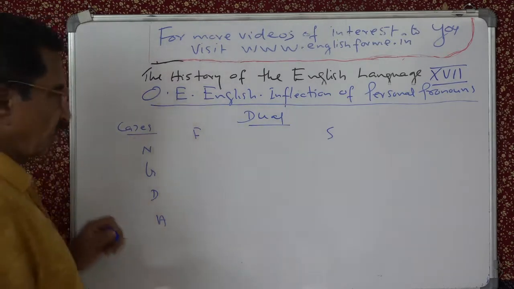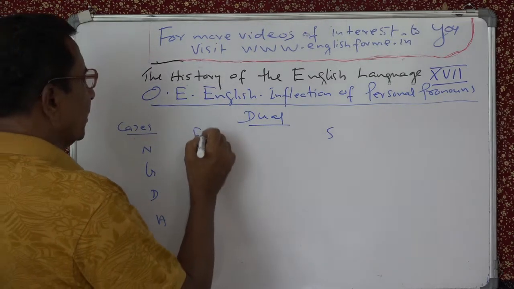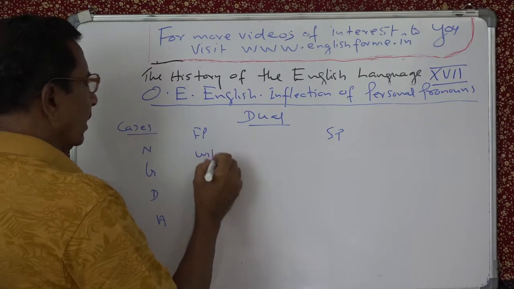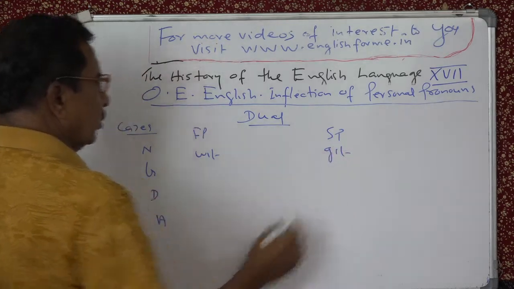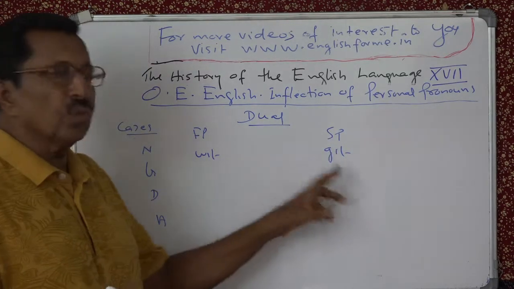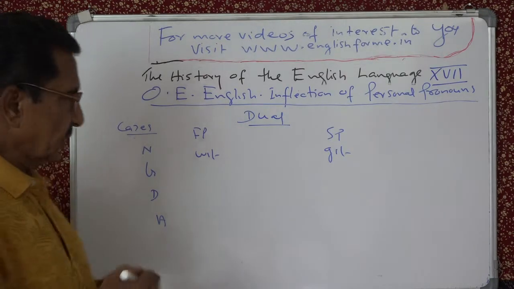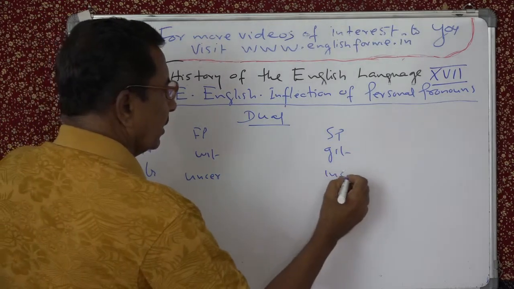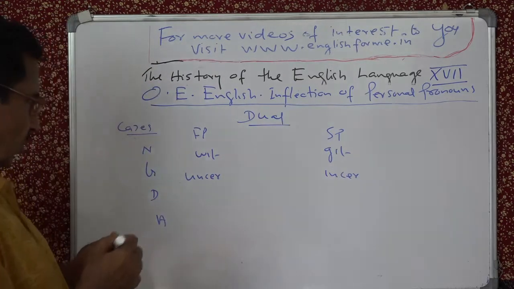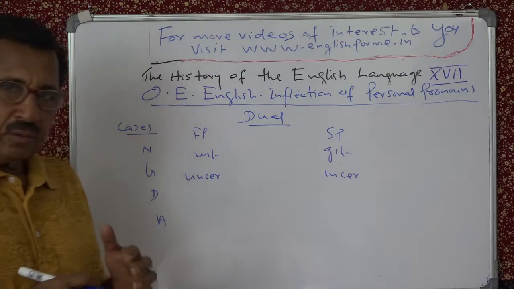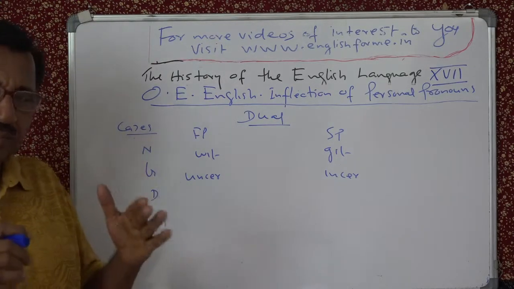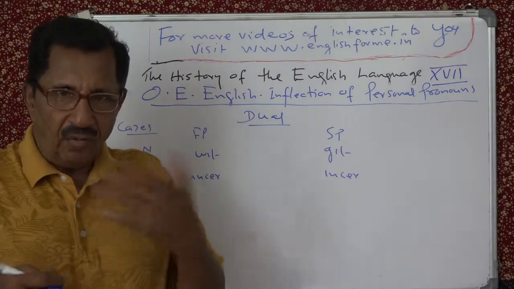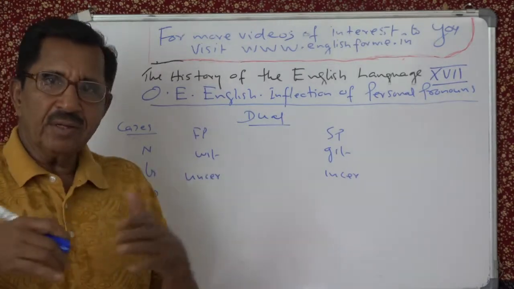So we have got wit, git, first person, second person. Dual. Wit, git means we two, you two. That's the meaning. Unser, incer. Unser means for two people, our. And incer, for 2 people, your.